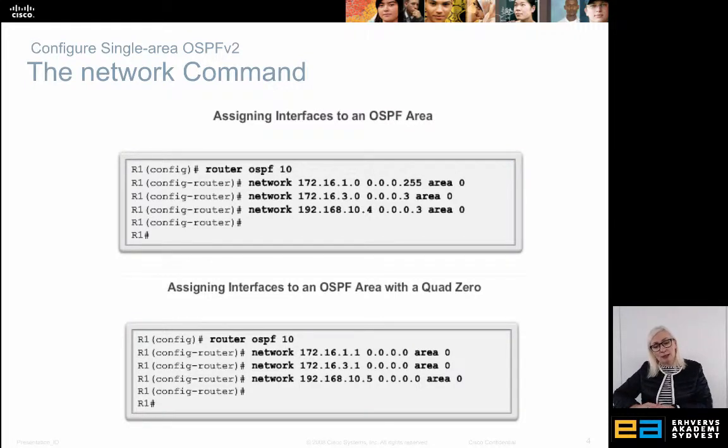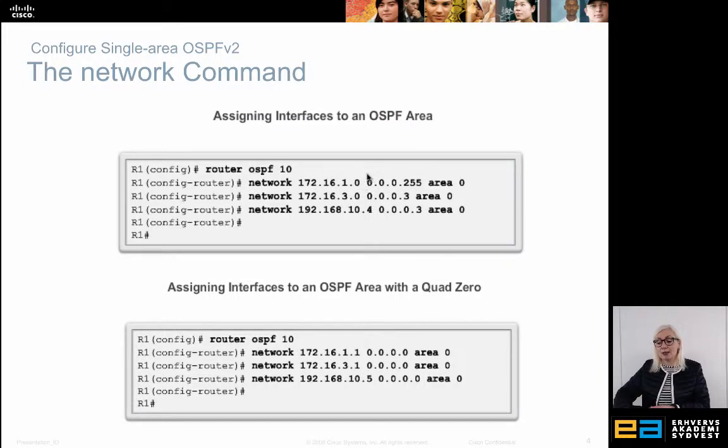Then you need to indicate which networks you want to participate in your OSPF, and how you would advertise them. There are two ways of doing it. The first one, you say network and then the network that you have, and then you use something called the wildcard mask. The wildcard mask is actually the inverse of the subnet mask, so you just flip the bits.